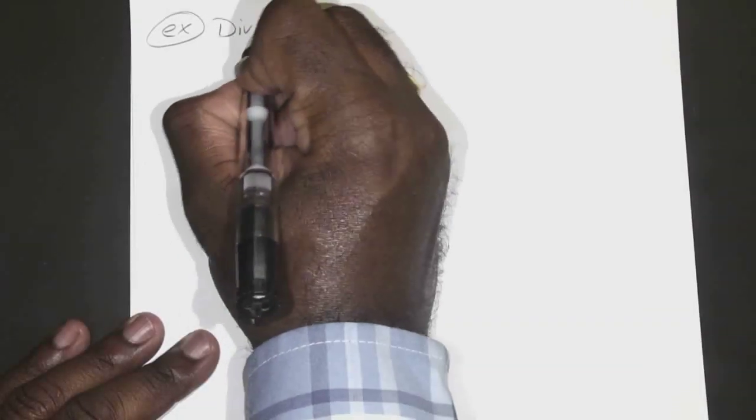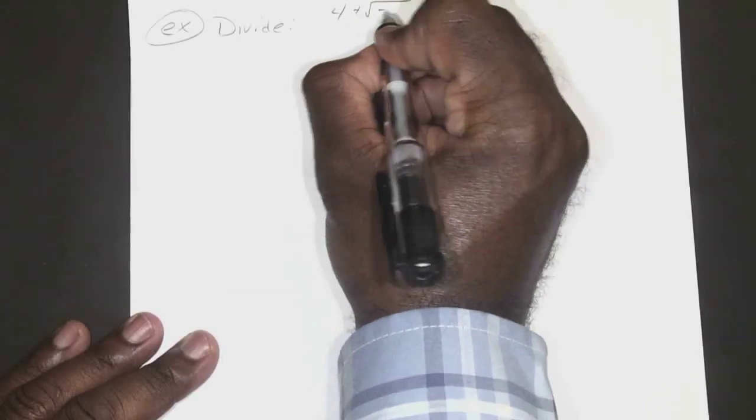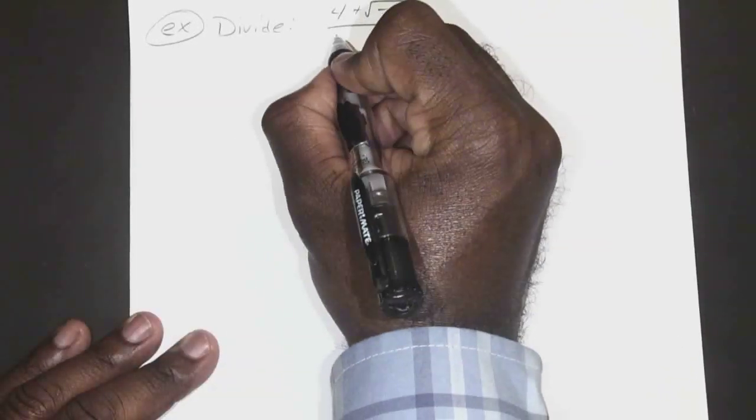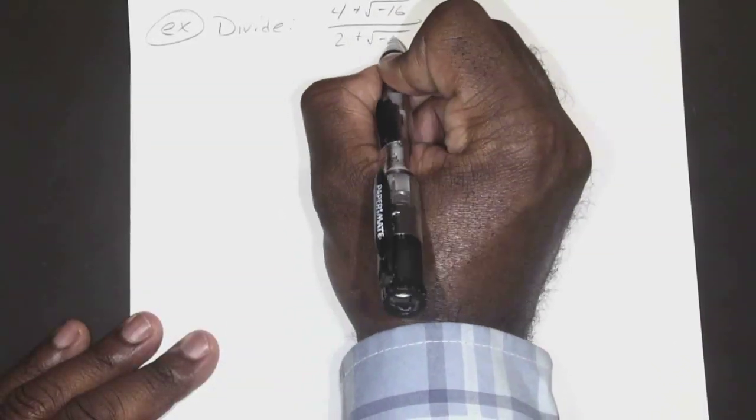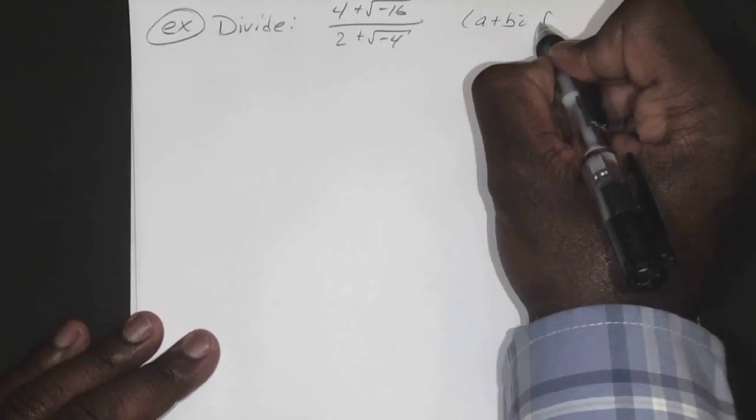All right, so let's say, for example, we wanted to divide 4 plus square root of negative 16 over 2 plus square root of negative 4, and you want the answer in a plus bi form.